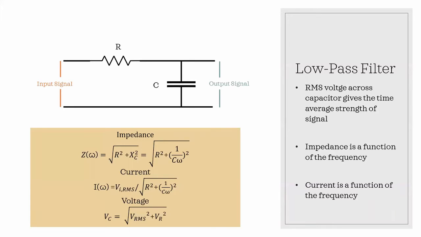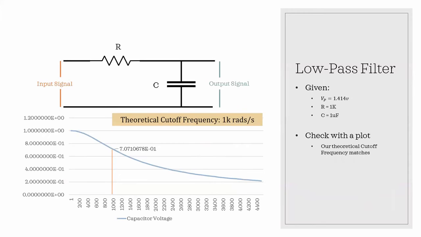So now that we have our equations and we know basically how to set them up, let's see the response of our filter. Let's assume we're getting an input signal of magnitude 1.414 volts, but whose frequency is changing over time. And let's build our filter with a 1 kilo ohm resistor and a 1 microfarad capacitor. Using our previously found equations, we can plot the response of our filter to the input frequencies.